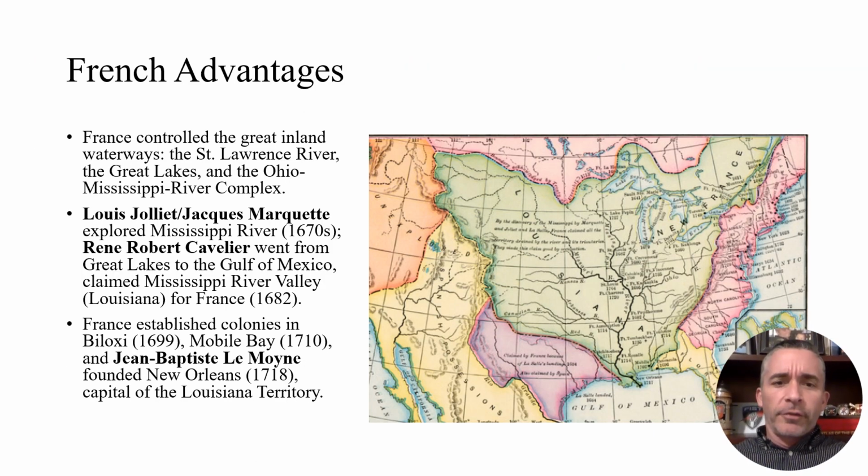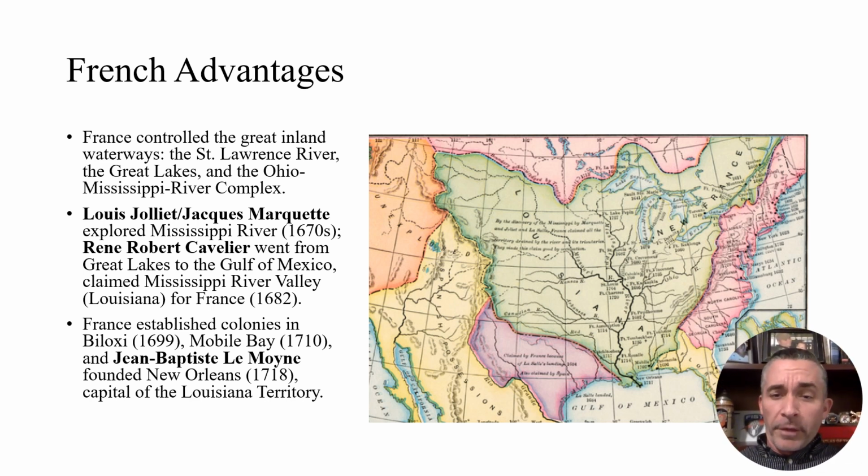So France controlled these waterways, the St. Lawrence, the Great Lakes, and what I call the Ohio-Mississippi River Valley complex. Louis Joliet and Jacques Marquette were two French explorers. They went down the Wisconsin River from the Great Lakes, down the Mississippi River, and this was during the 1670s. They wanted to see where the Mississippi River went. Some people thought it went to the Pacific Ocean. Others said it went to the Gulf of Mexico.